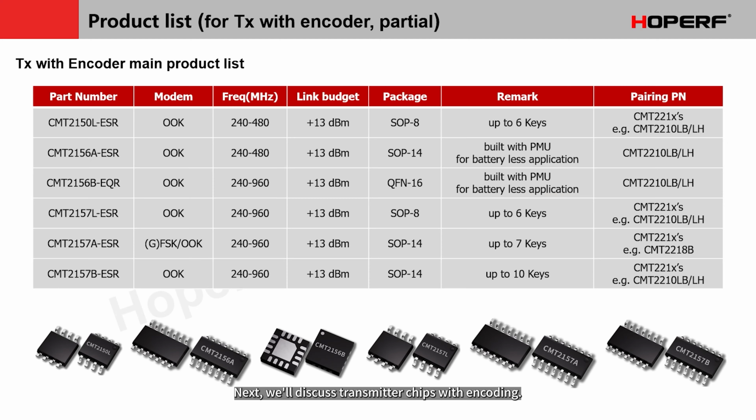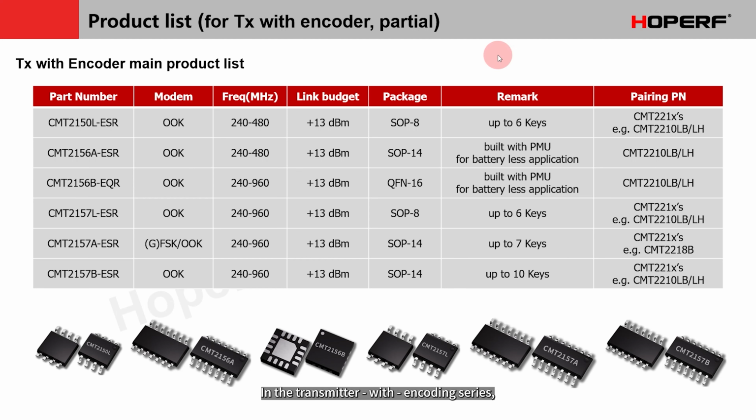Next, we'll discuss transmitter chips with encoding. As previously mentioned, single transmitter chips can work independently. But the baseband data stream needs to come from a controller or encoding chip. Thus, for a simple remote control solution, two chips are required. One being a controller or encoder, and the other a transmitter. The upcoming topic is transmitter chips with encoding, which enable single-chip remote control solutions.